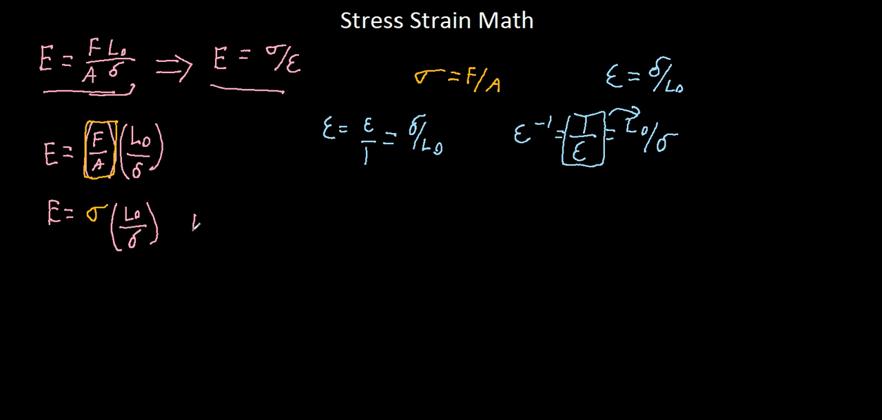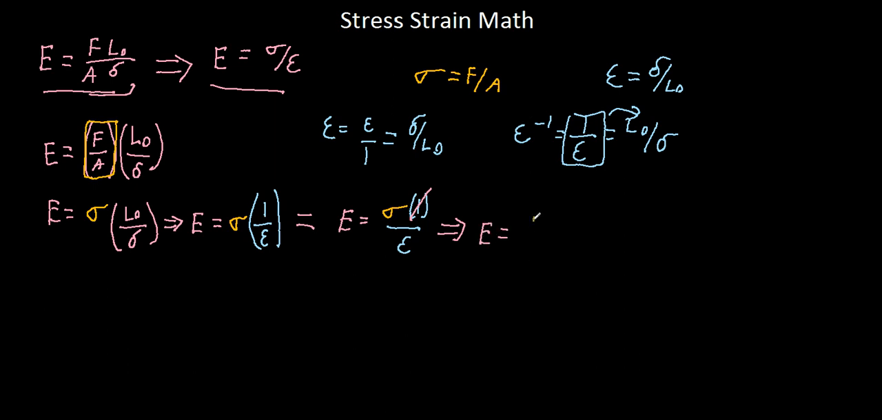So we can rewrite this equation as elasticity equals, well, it's stress, we found out earlier, times 1 over epsilon. And we know stress times 1 is just stress, so that cancels out. And what we're left with is elasticity equals stress over epsilon, which is our strain. So that's how we get the formula. Elasticity is stress over strain. And so hopefully you can see how these two equations are interchangeable.